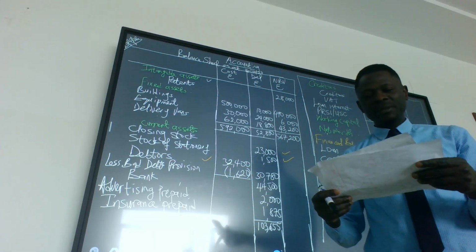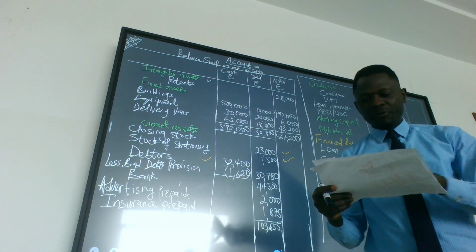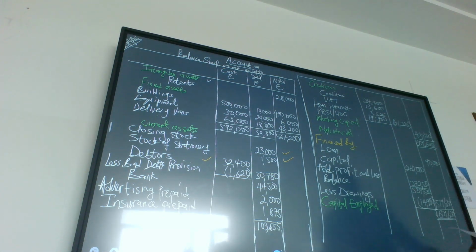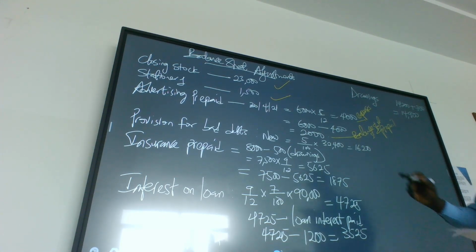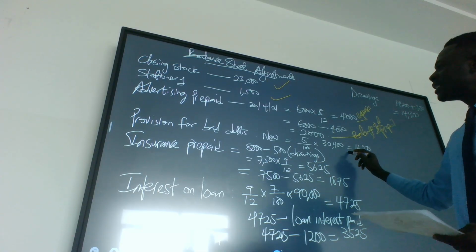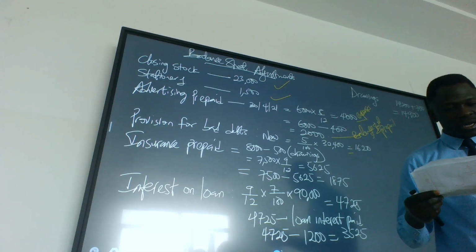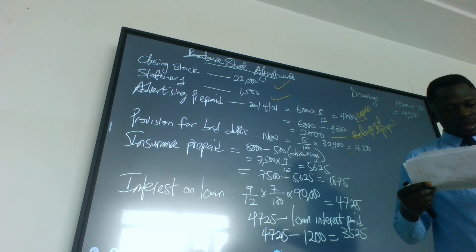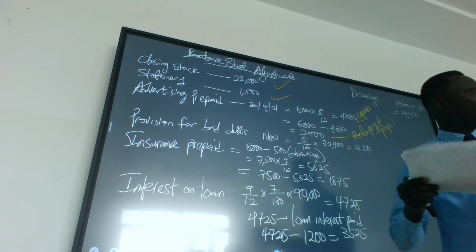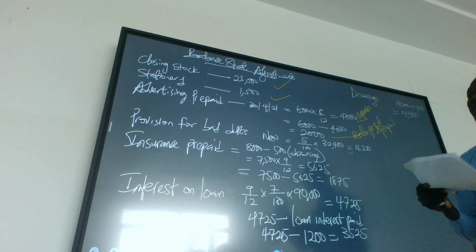Before advertising. So for our debtors, the total debtors is how much? 32,400, right? Yeah. The total debtors is 32,400. And based on the additional information, they said we should make provision for bad debt to be adjusted by 5% of debtors. Provision for bad debt should be adjusted by 5% of debtors.